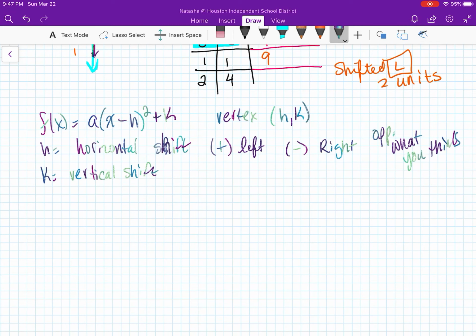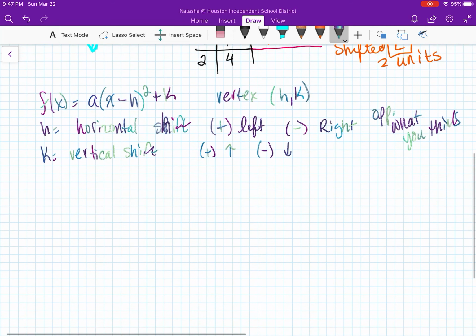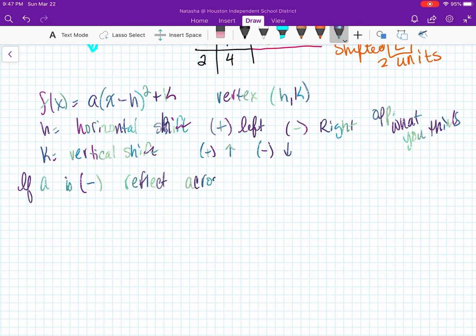And for the vertical shift, if it's positive, it's going to shift up, and if it's negative, it's going to shift down. Now, let's talk about this little value a. If a is negative, then it's going to reflect the graph across the x-axis. So what was a minimum now becomes a maximum.